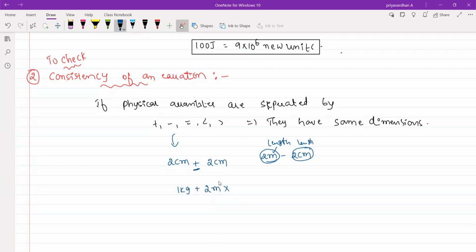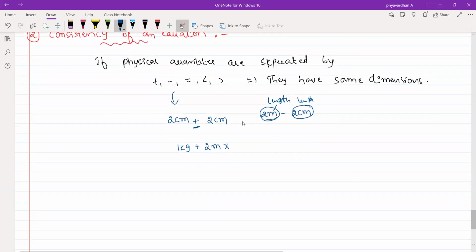Whenever two or three physical quantities are separated by plus, minus, equal to, less than or greater than, they will always have the same kind of units, the same kind of dimensions. So first I'll try to do this one. How to check the consistency?